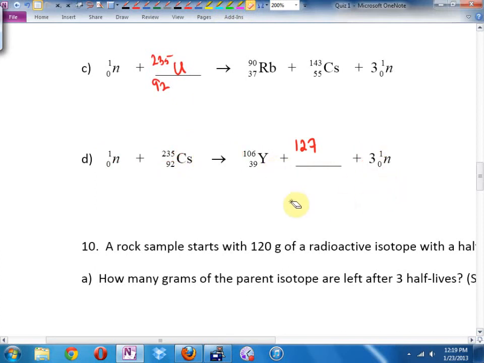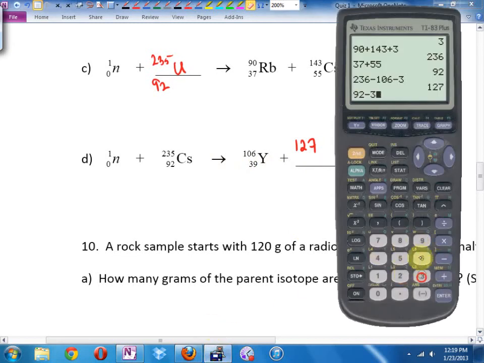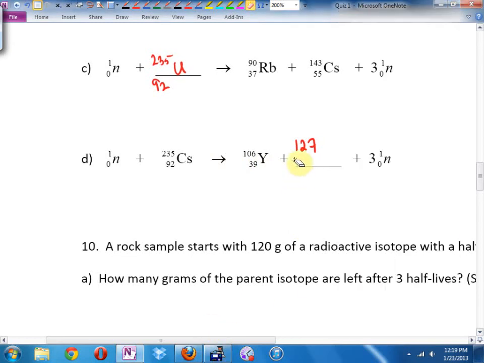What about my atomic number? I got 92, I got 39, 0. 92, take away 39. This has to be element number 53. And element number 53 is iodine. Again, you wrote down 3 things, a half mark for each one.